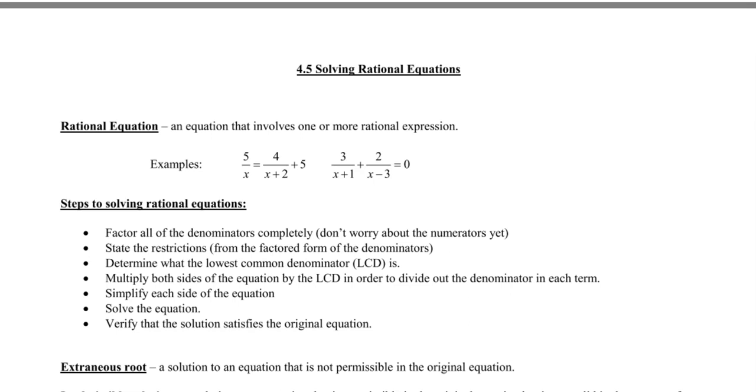Okay, so the last part of our rational functions unit is solving rational equations. So everything else is a rational expression. To have an equation, you require an equal sign. And when you solve them, that means you're actually going to come up with a value. When we're dealing with expressions, we're always simplifying them, and the instructions are always going to be simplify.